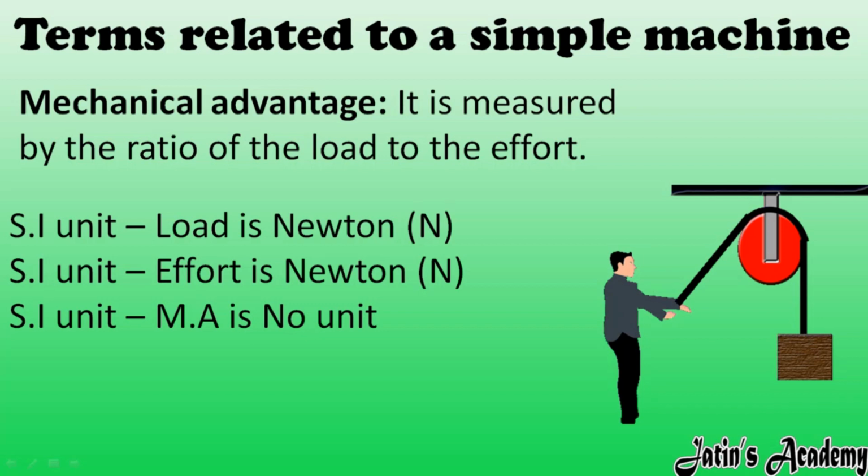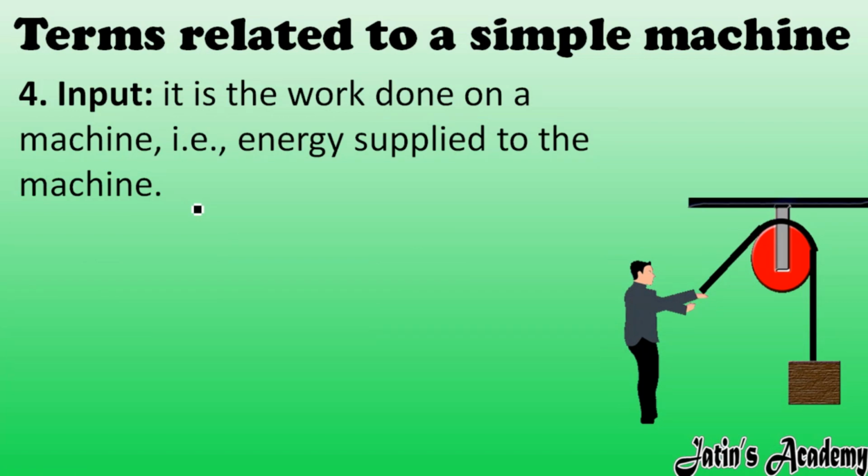Okay. Next important term related to simple machine is input. So what do you mean by input? See carefully. Input is work done on the machine. In order to move this machine, whatever work we are doing on the machine, that is known as input, or you can also say it like this, energy supplied to the machine.